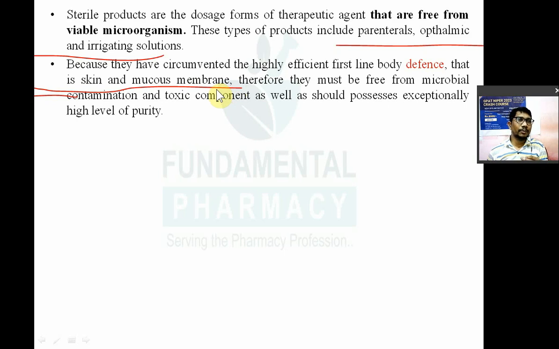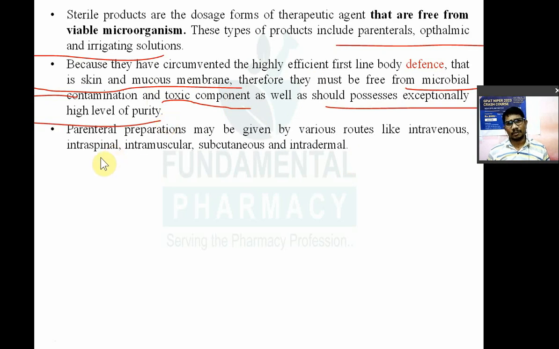तो skin क्या होता है? First line defense of your body. Therefore they must be free from microbial contamination or toxic components. Toxic मतलब ये pyrogen. They must be free from toxic components, endotoxins, etc. They should possess an exceptionally high level of purity. Purity ज़्यादा होनी चाहिए. Parenteral preparations may be given by various routes like intravenous route, intraspinal route, intramuscular, subcutaneous, intradermal, depending upon the route.